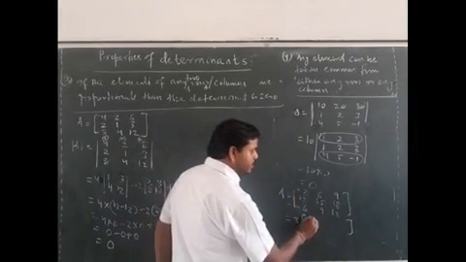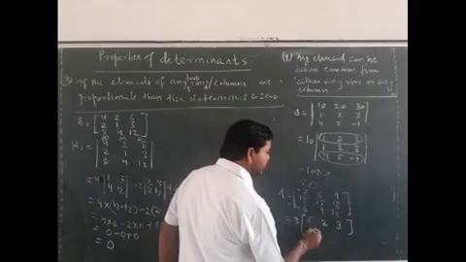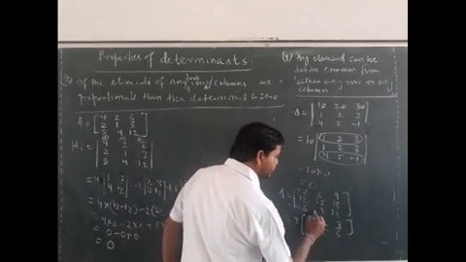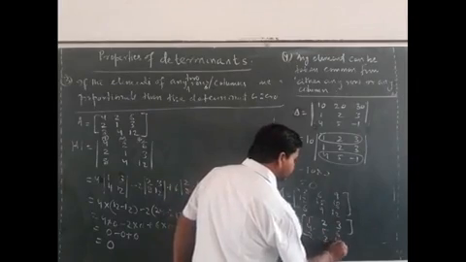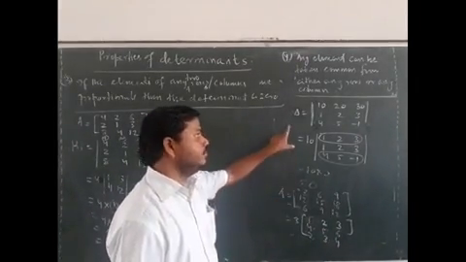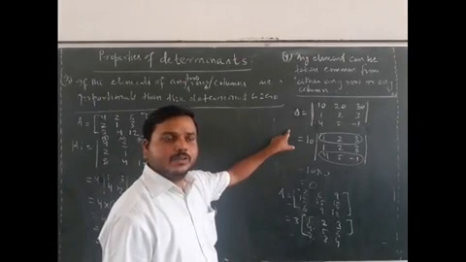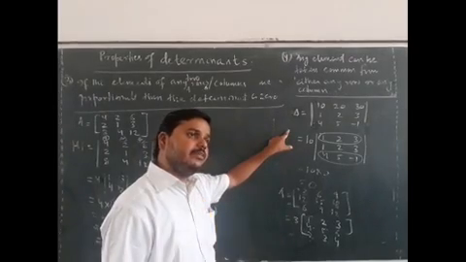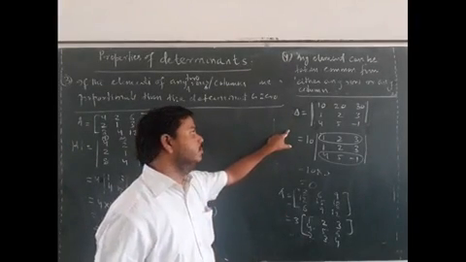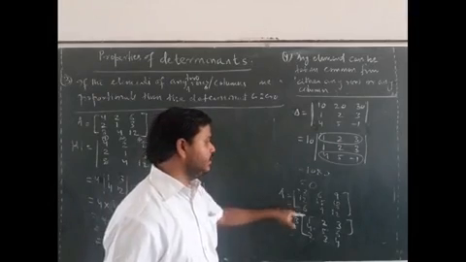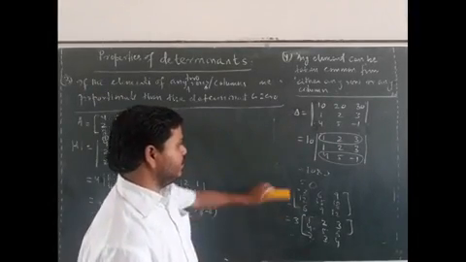So all the elements mean 1, this is 2, this is 3, this is 4, this is 5, this is 6, this is 2, and this is 3, and this is 4. So this is the difference. This is a matrix, but this is a determinant. If you take a determinant, then you have to take the elements from either any one row or any one column. And if you take a matrix, then you have to take common from all the elements.